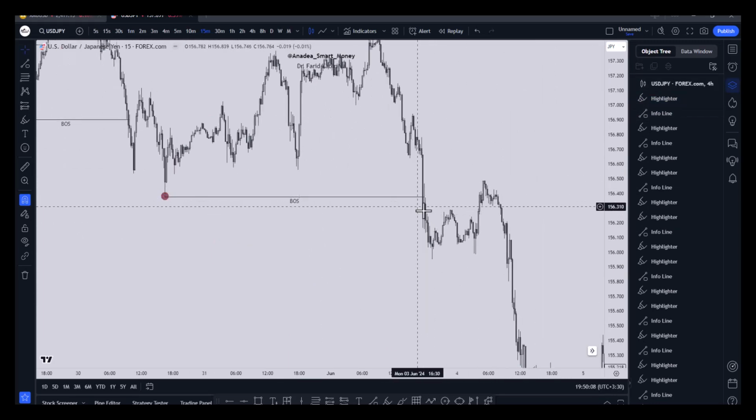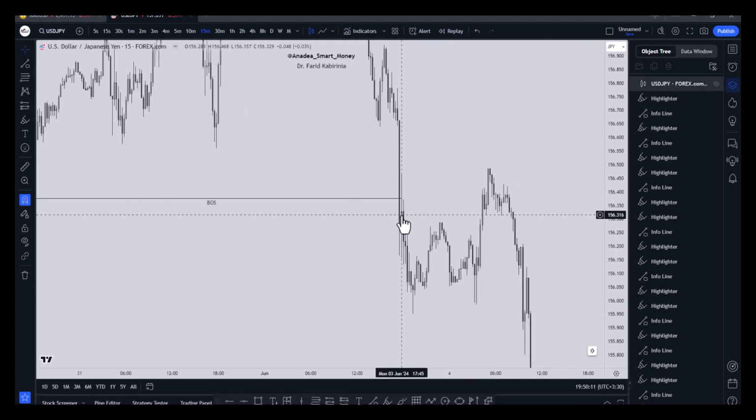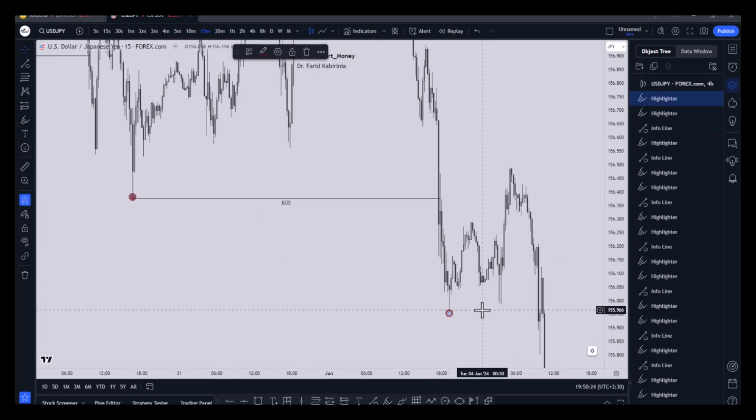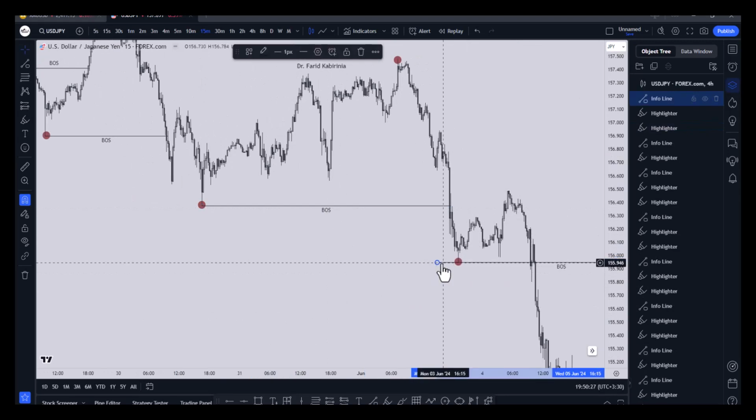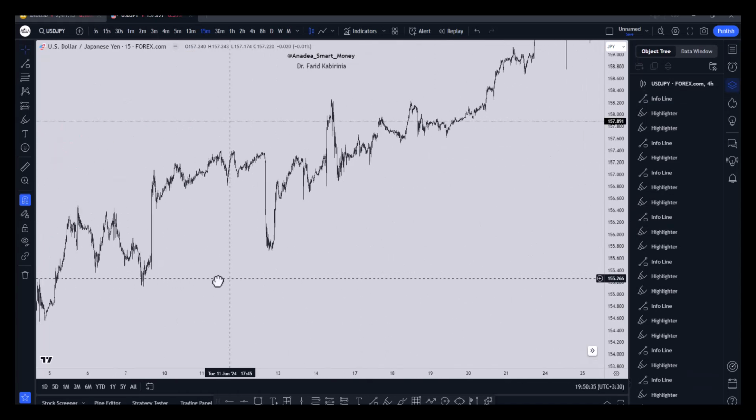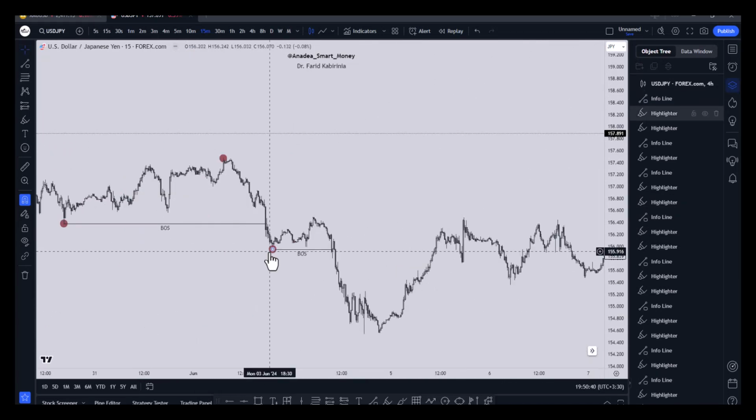Let's see if this is a valid supply zone. Yes, it has printed a lower low. It's a pivot and it has several candles not touching it, so closing above it means a new swing low. Here's our swing low, and let's see, it breaks the structure to the downside again. So I'll stop the video over here.